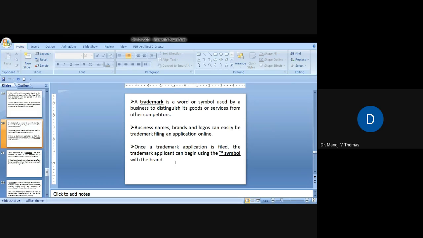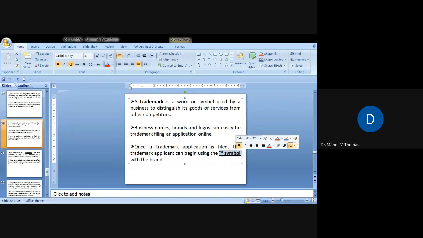Now, trademark. A trademark is a word or symbol used by a business to distinguish its goods or services from other competitors. Business names, brands, and logos can easily be trademarked by filing an application online. Once a trademark application is filed, the applicant can begin using the TM symbol with the brand.